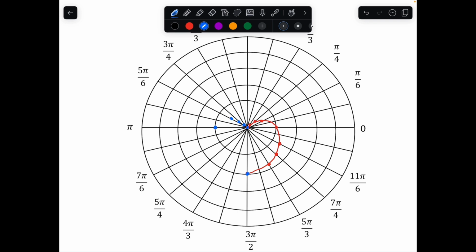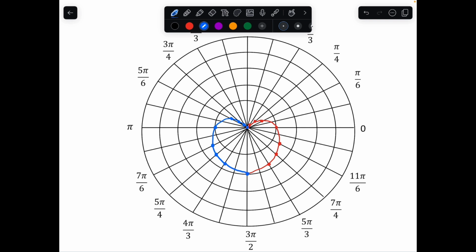Now we have a value of 1.85 at negative 2 pi thirds. So 2 pi thirds in the clockwise direction will land us on 4 pi thirds. So it'll be about right there. Then we have a value of 1.7 at negative 3 pi over 4. So around there. Then we have a value of 1.5 at negative 5 pi over 6. And then we end up at a value of 1 at the angle of negative pi. So the point we've already plotted. So if we connect these, we'll get the second half of our cardioid.